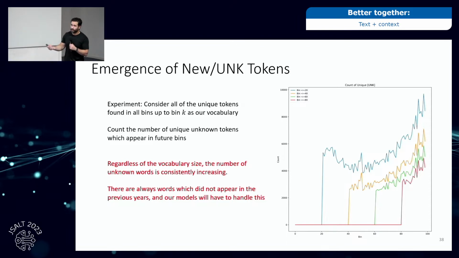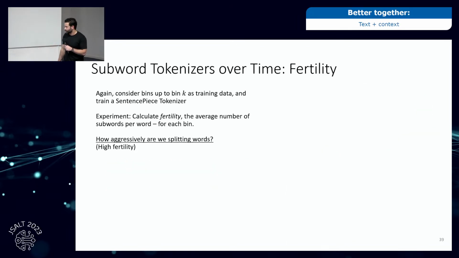Of course, this is at the word level. All our models are at the subword level. So we can, again, consider a similar experiment where we're considering all the bins up to some bin k as our training data, and we can train a sentence piece tokenizer. And for this experiment, we can calculate fertility, which is defined as the average number of subwords per word.